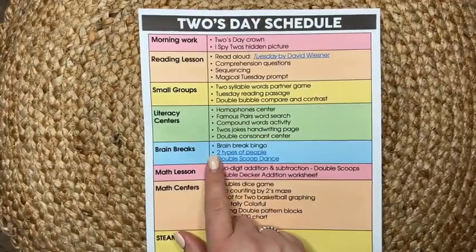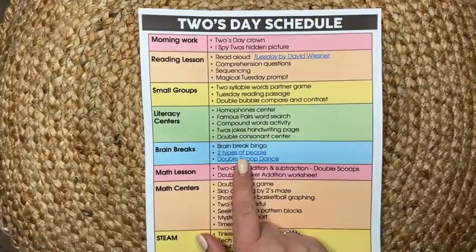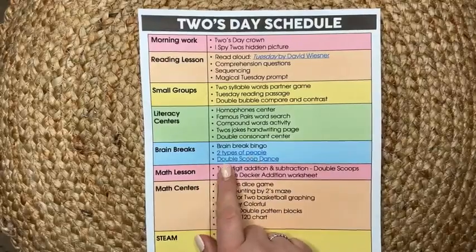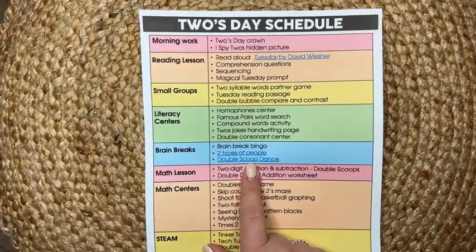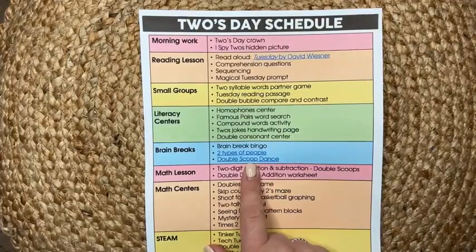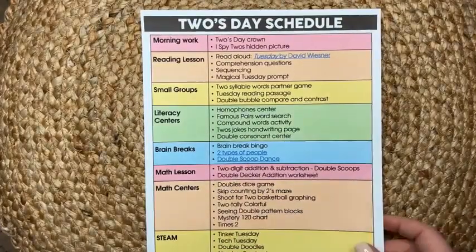Going down, we've got some fun brain breaks linked. One that's called 2 Types of People, the double scoop dance. These are just clickable links inside of the pack that you can give your kids some nice brain breaks wherever you choose to sprinkle them throughout the day.